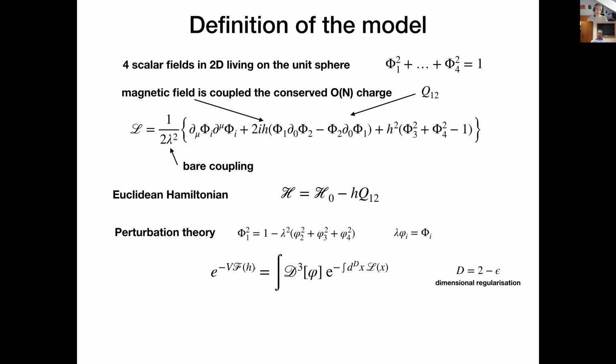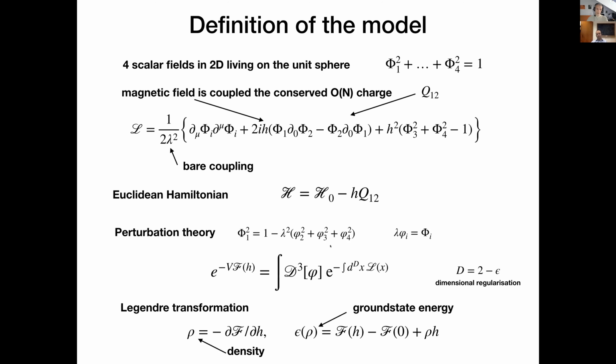And we would like to calculate this free energy density as a function of the magnetic field. This is the observable we would like to calculate. But in order to compare to the integrable description, it's actually useful to make a Legendre transformation. So we can introduce, instead of the free energy, the density of particles, and the ground state energy as a function of density, which is defined in this way. So this is the definition of the model, and you see this is a generic quantum field theory, which has a nice Lagrangian description and the path integral formulation.